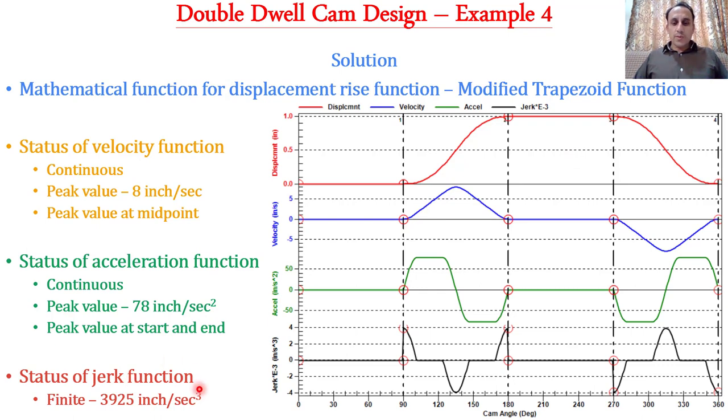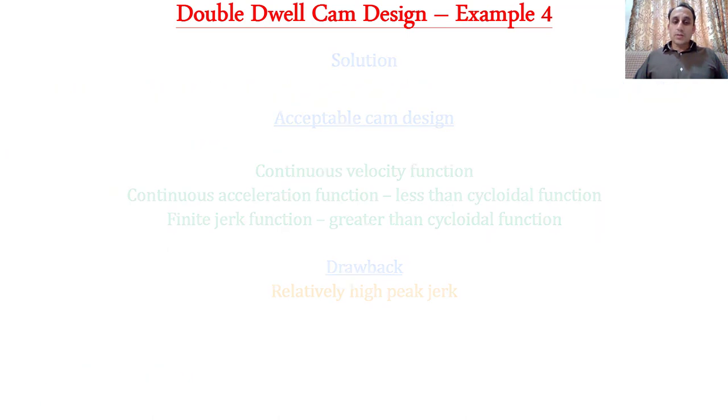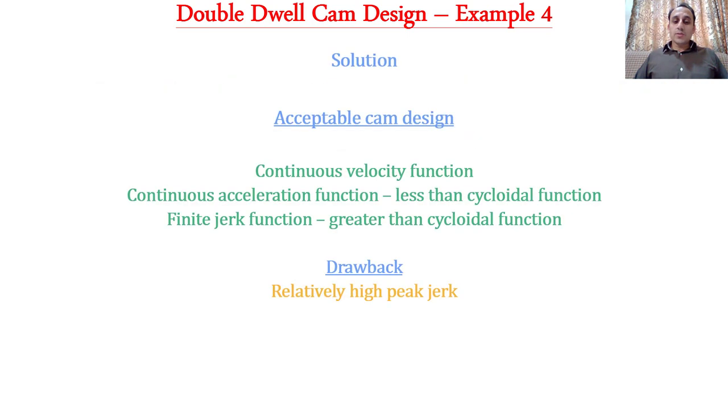So the only issue which we are getting is the jerk. The jerk is not continuous. If jerk is not continuous, the cam design is acceptable, but the cam will experience vibrations, which is not good for the mechanism. So the only issue is relatively high peak jerk, and there is another issue, which is what? The discontinuity in the jerk function. Whereas the main three conditions for the cam design are already fulfilled, and we reduce the acceleration as well.